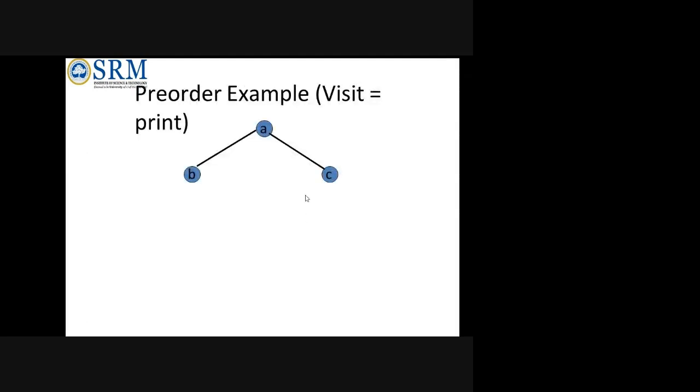This is a very simple tree I have taken first. A is the root, and B and C are the children. As per pre-order, keep in mind root is first, then left child, then right child. Here the root A will be printed first, then I have a left, so B will be printed, then I will go to the right. This is how it happens in pre-order. Since it is a very simple tree, it is very easy.